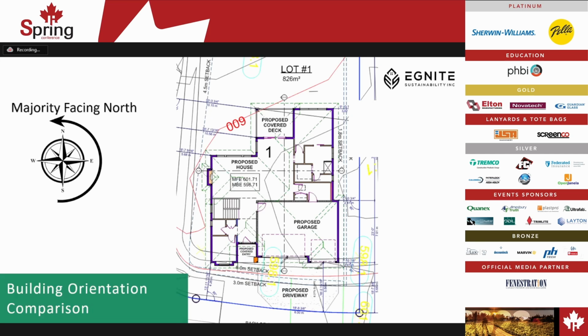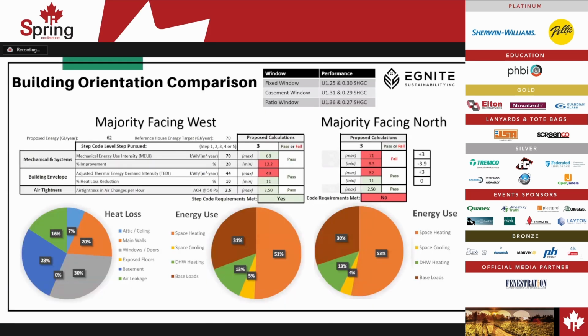So what happens in the case when we've got that home now configured with the majority of the windows facing due north? 59% of the windows facing north. What's going to happen to our step code metrics? So now we see our mechanical energy use intensity of 68 kilowatts per hour per meter squared, we actually increased by 3 kilowatts. So worse for energy efficiency.